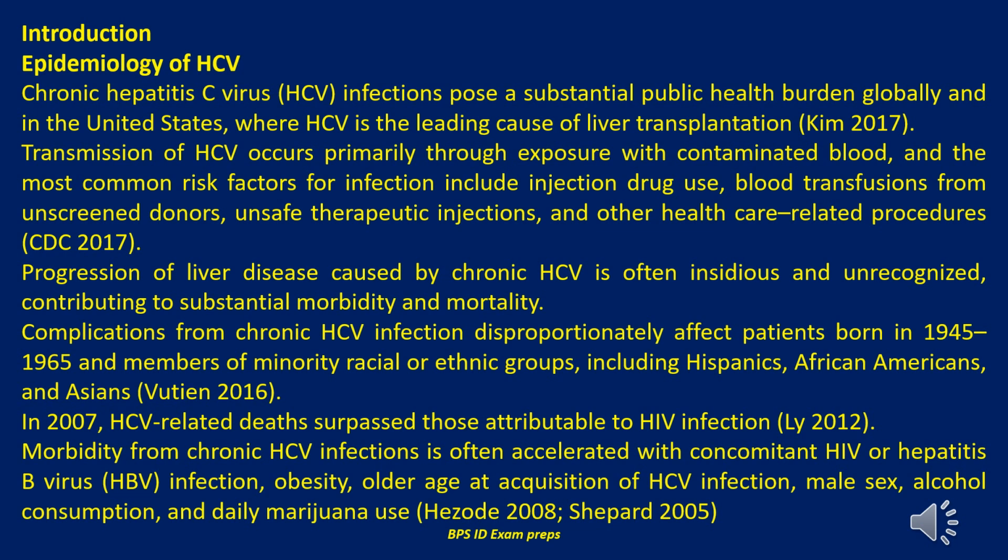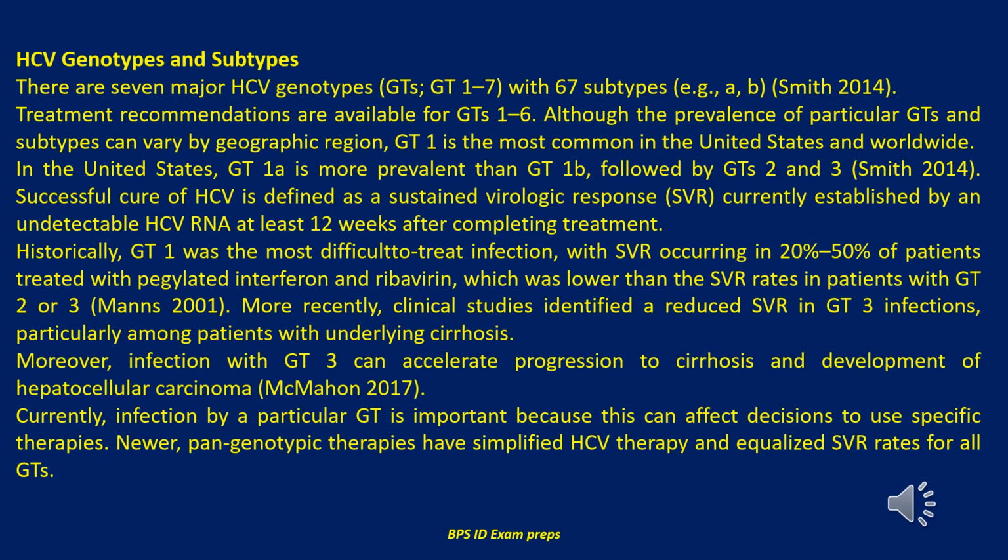Morbidity from chronic HCV infections is often accelerated with concomitant HIV or hepatitis B virus, abbreviated as HBV, infection, obesity, older age at acquisition of HCV infection, male sex, alcohol consumption, and daily marijuana use, according to Hezode 2008, and Shepard 2005. Next we will discuss HCV genotypes and subtypes.